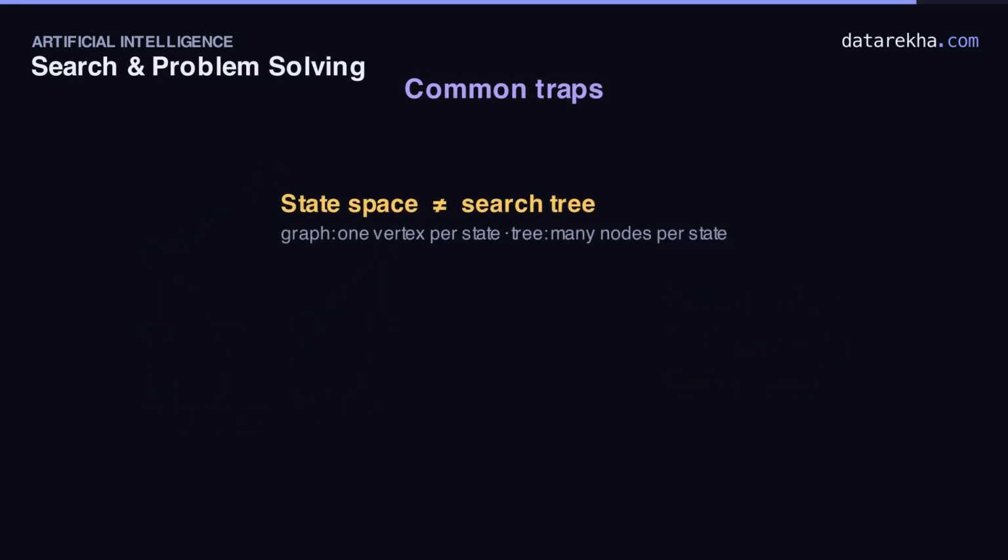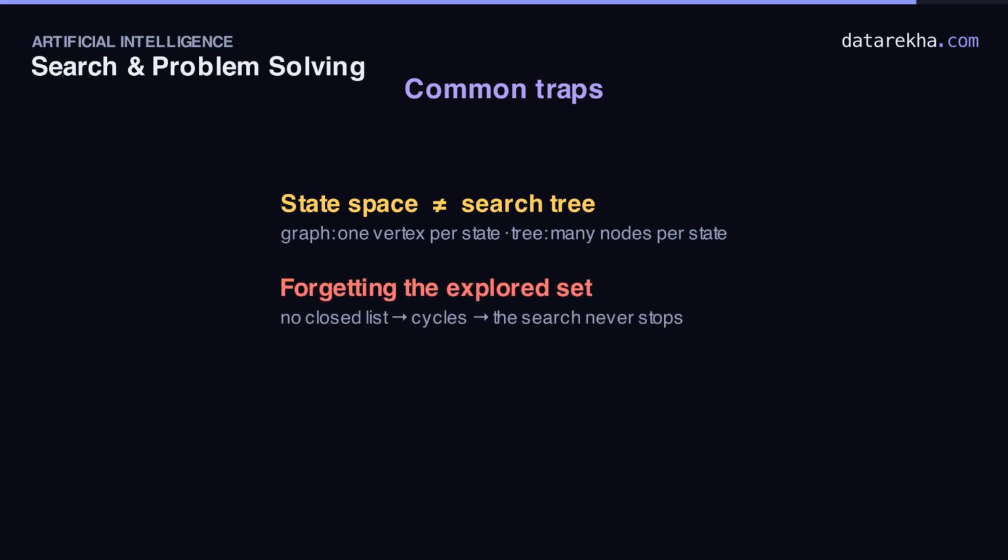Trap 1, the big one. The state space is a graph with 1 vertex per state. The search tree is built as you search, and the same state can appear in many nodes with different paths. Never collapse the two into one picture. Trap 2: drop the explored set on a graph with cycles, and a tree search will expand the same states over and over. It may never terminate. The explored set is what makes graph search safe.